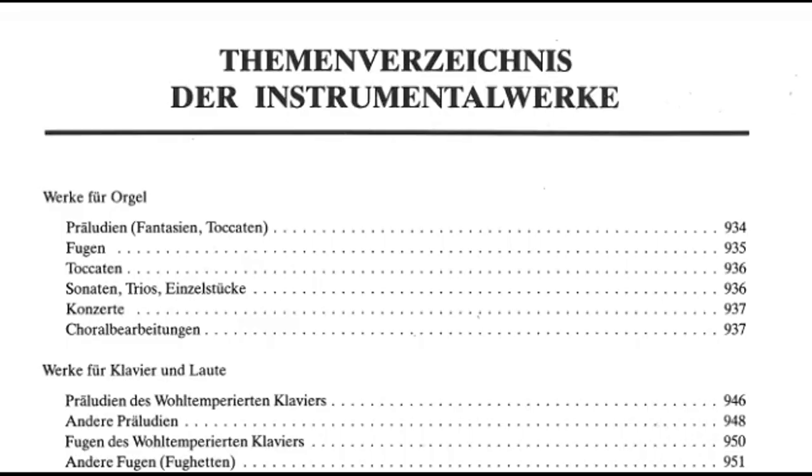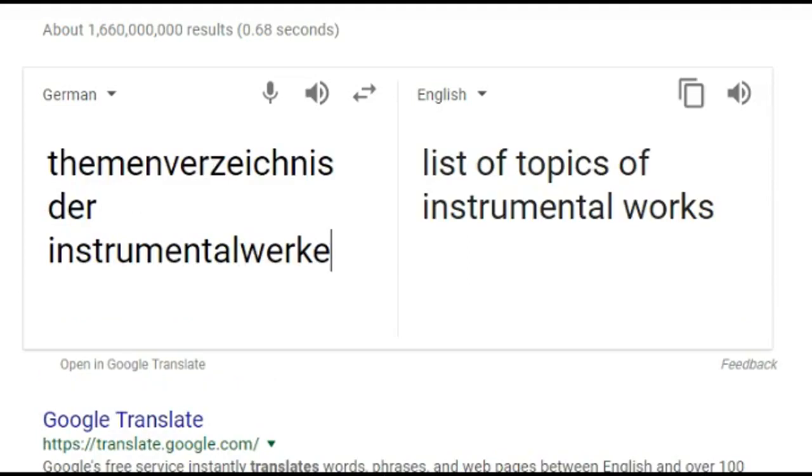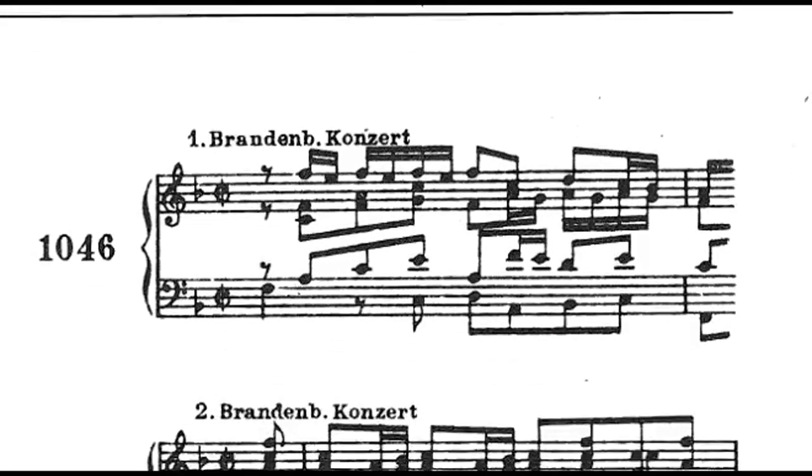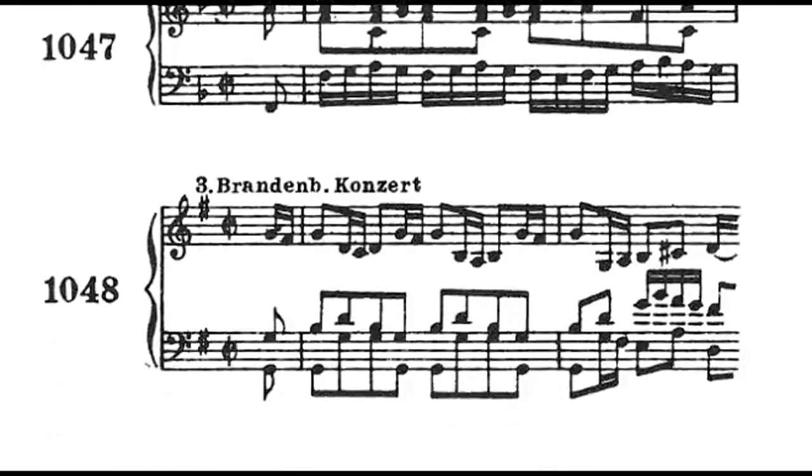2 important features in the Schmieder catalog help us locate compositions. This thematic index to the instrumental works serves as a faster way to identify a piece by its theme than by paging through the entire book composition by composition. Here, for instance, we see the beginning of each of the 6 Brandenburg concertos.